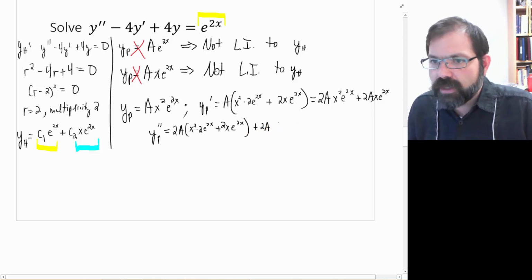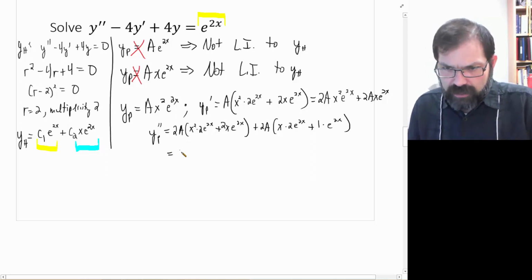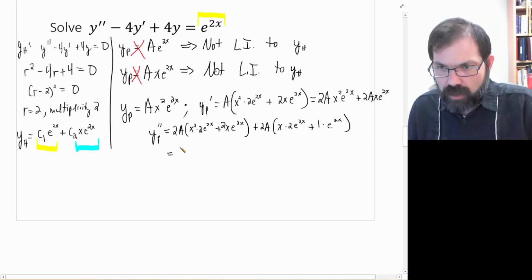And then the derivative of x e to the 2x, I'd have an x times 2 e to the 2x plus, let's see, 1 times e to the 2x. So this is really messy. Got to be careful of your product rule here. So let's see now. I have what?